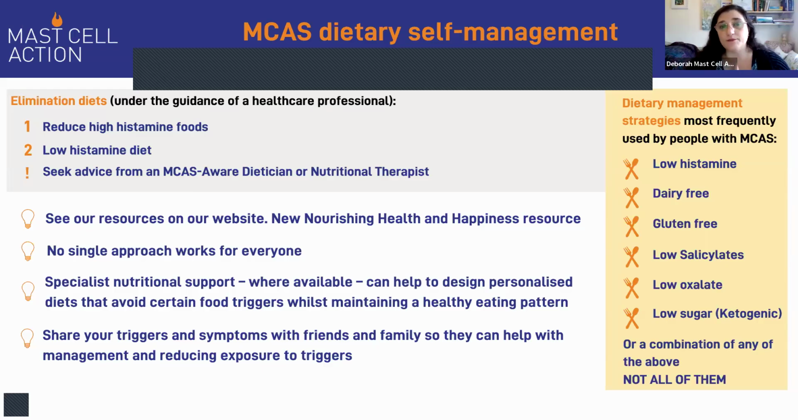Now, we always say it's really important to get some good advice from an MCAS-aware dietitian or a nutritional therapist in order to do this, because some people put themselves on massively restricted diets, and that doesn't help either, because nutrient deficiency makes MCAS worse too. So you don't want to be cutting out foods unnecessarily. You don't want to be cutting out huge numbers of foods. But you can just reduce the amounts of the high histamine foods and see if you can eat more of the low histamine foods and notice whether that makes a difference to your symptoms.